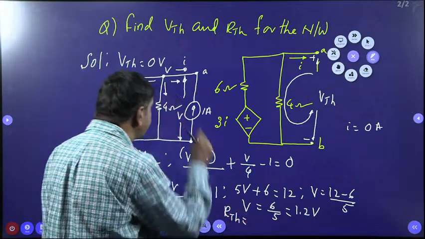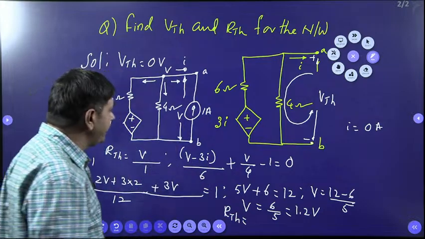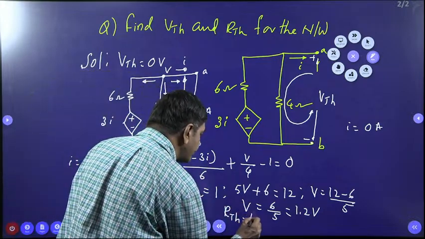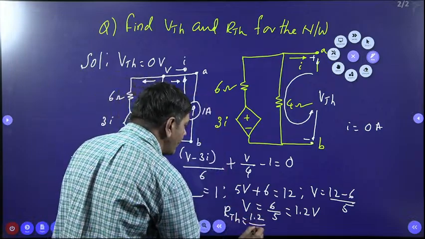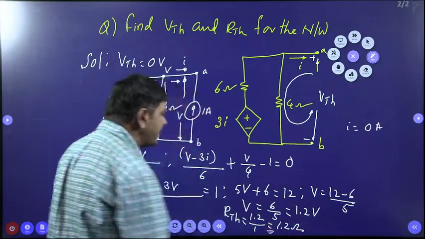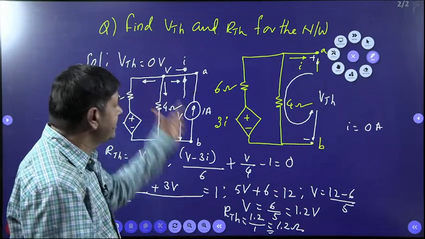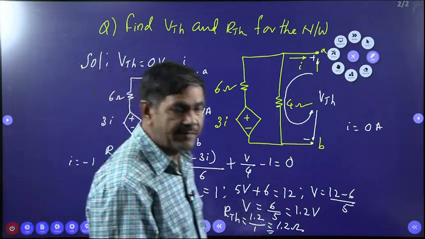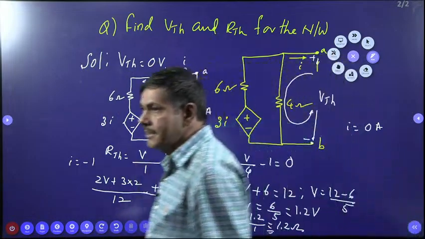RTH equals voltage across AB divided by current. Voltage across AB is nothing but 1.2 volts. The current passing through AB is nothing but 1. We are finally getting 1.2 ohms. So RTH is 1.2 ohms and VTH is nothing but 0 volts. In such a way we can tackle the problem when only a dependent source is given.